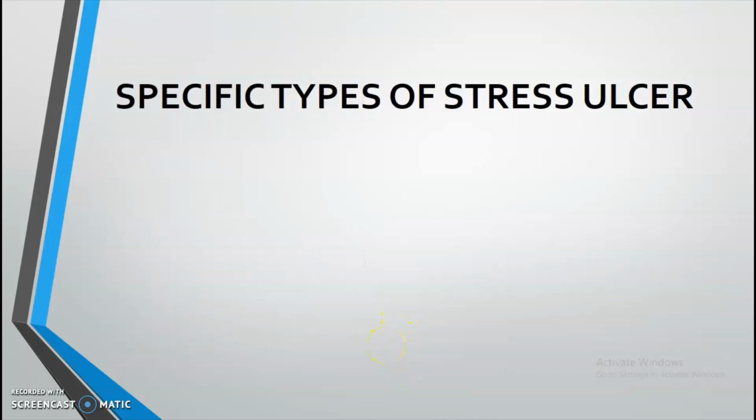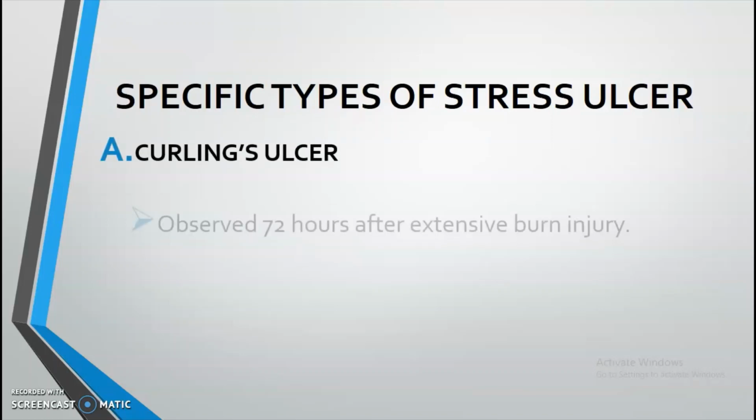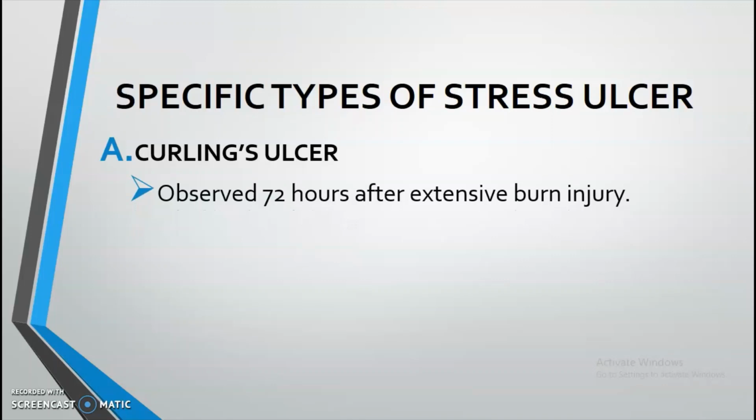Now, there are specific types of stress ulcer. So again, sa peptic ulcer kanina, depende kung saan nakalagay yung ulcer, if it's in esophagus, yung stomach, or gastric area, or duodenum. Sa atin naman pong stress ulcer, depende kung ano yung nagkukos ng ulcer. So it can be a Curling's ulcer, wherein it is an ulcer observed 72 hours after an extensive burn injury.